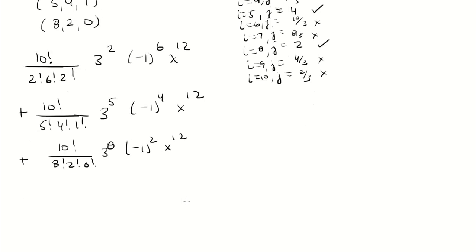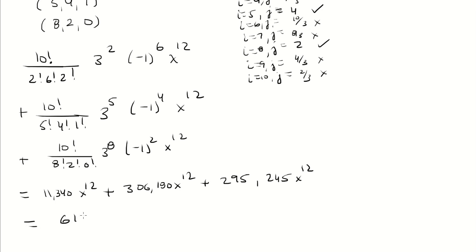And so for the first one, we get the coefficient of 11,340 x to the 12th. The second one, we get 306,180 x to the 12th, and then the last one, we get 295,245 x to the 12th. So adding these all up, we get 612,765 x to the 12th. And because we're only interested in the coefficient, that's going to be 612,765. And that is the final answer.